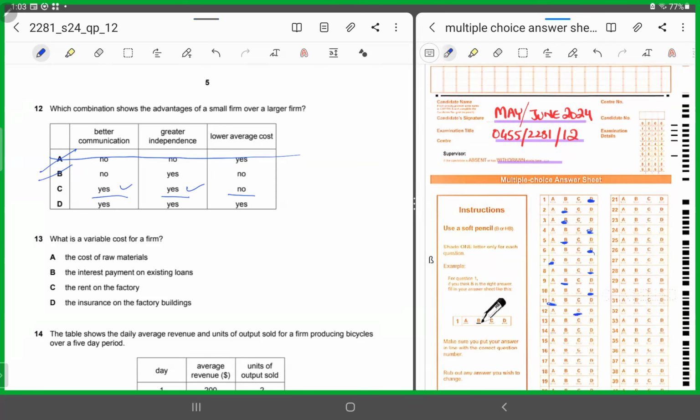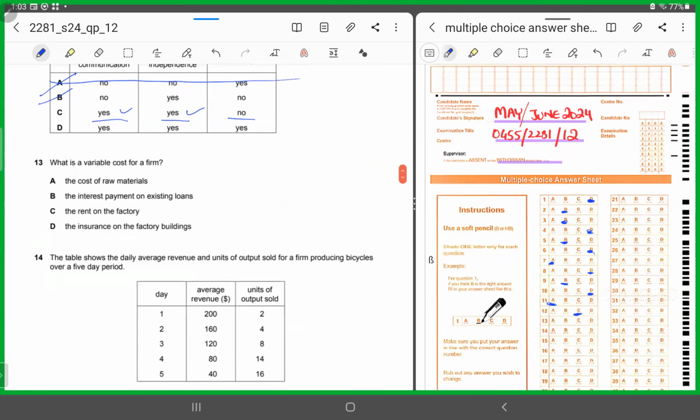So for 12, it has to be C. Number 13. Number 13 says, what is a variable cost for a firm? A says the cost of raw materials, B says the interest payment on existing loans, C says the rent on the factory, D says the insurance on the factory buildings. So B, C, and D are all fixed costs. It only has to be option A, the cost of the raw materials, which is the variable cost, which means that as more and more production is being done, the raw materials quantity would vary with the size of the output. Hence, the variable cost in this case is A. So for 13, it has to be A.